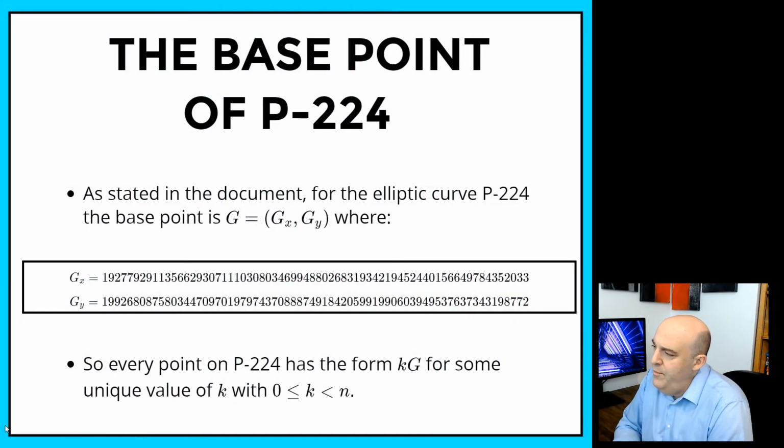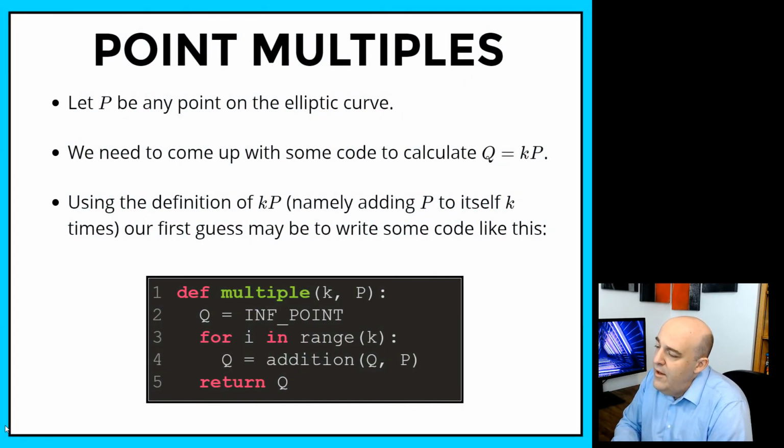So the base point of P224 is given to us in the document there. It's the point G. It has an x and a y value. It's a point on the curve, and here are the very large numbers that each x and y are. And so this means every point on the curve P224 has the form kG, where k is some value between 0 and n, including 0 but not n. If we did n times G, we would get the infinity point, the 0.